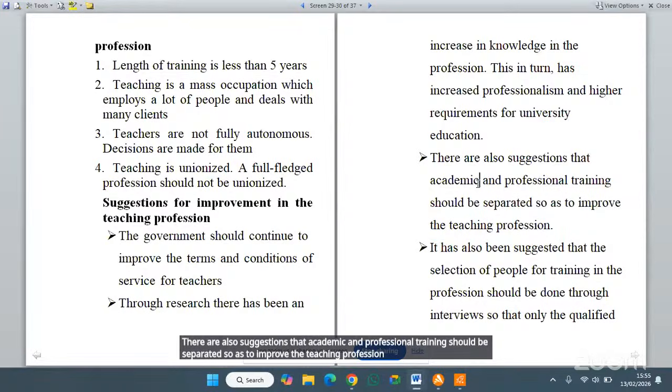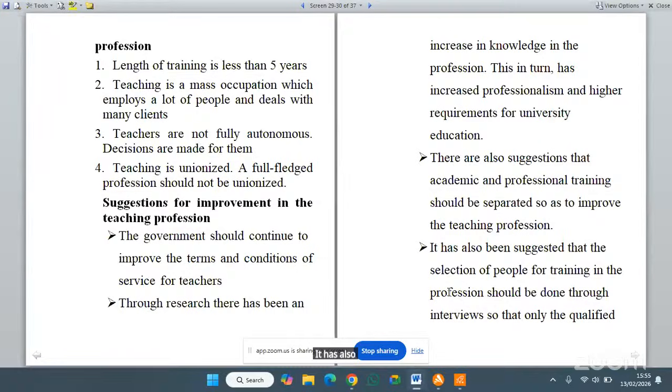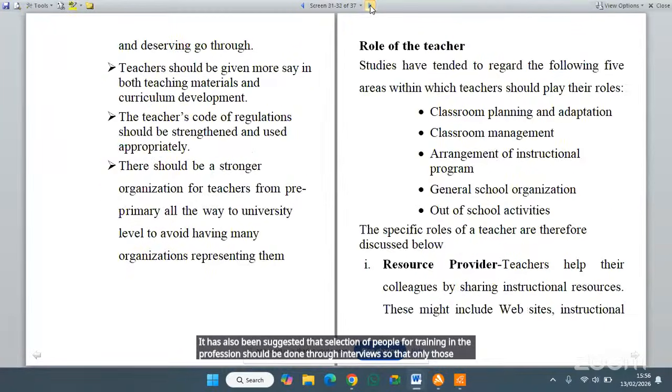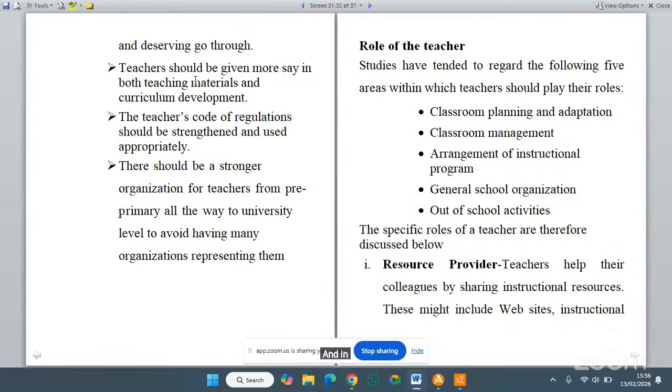So that we also need to have continuous professional education apart from just academic training of teachers. There should be continuous professional education. It has also been suggested that selection of people for training in the profession should be done through interviews, so that only those qualified and deserving are admitted to teaching.